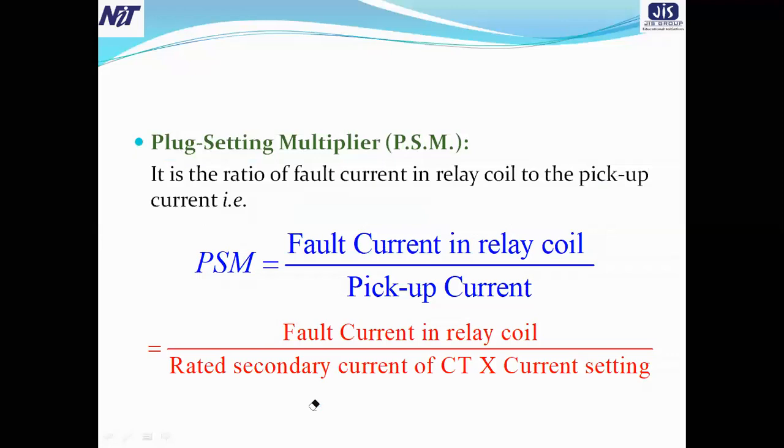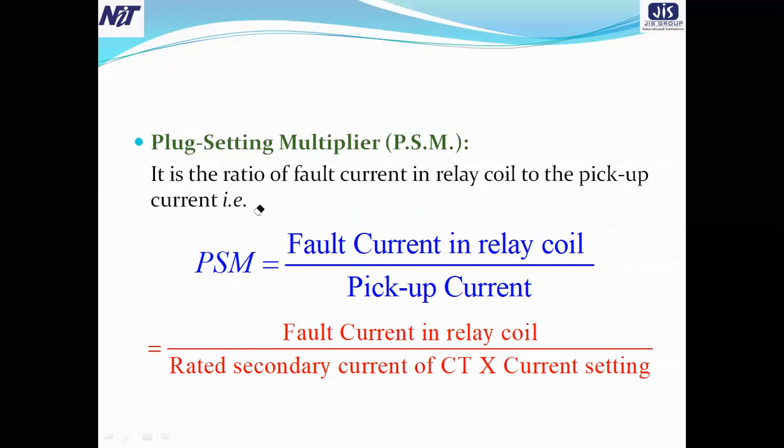Now the plug setting multiplier. Let's talk about the plug setting multiplier: what is the plug setting multiplier and how we can develop the equation of a plug setting multiplier. Let me talk about that. So first try to understand what is the PSM or plug setting multiplier. Look, the PSM is basically a ratio of fault current in the relay coil to the pickup current.